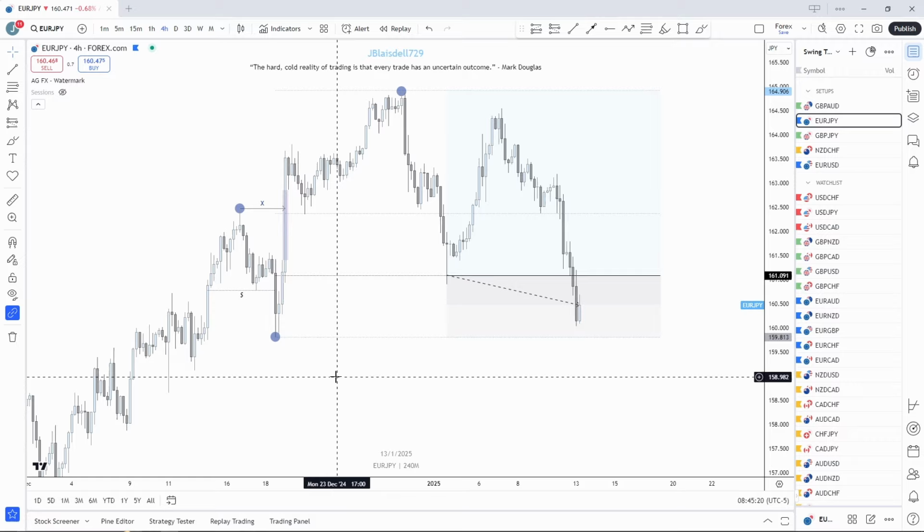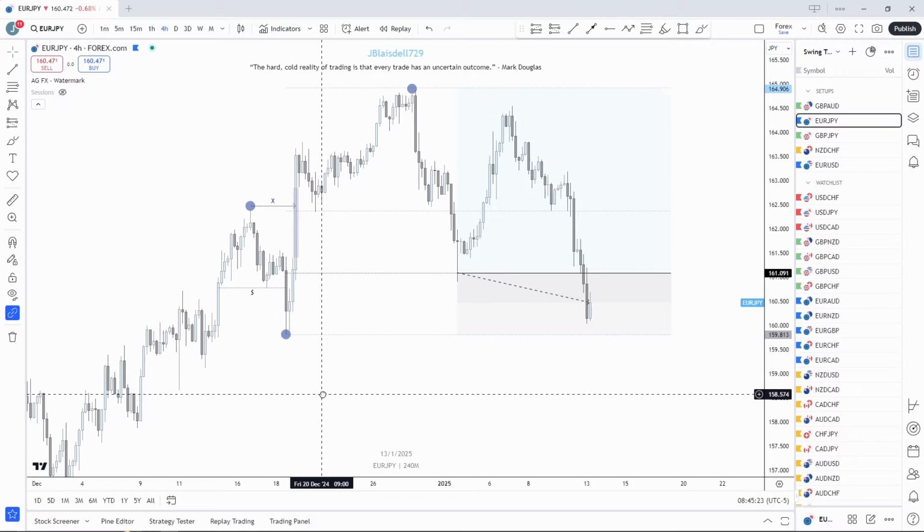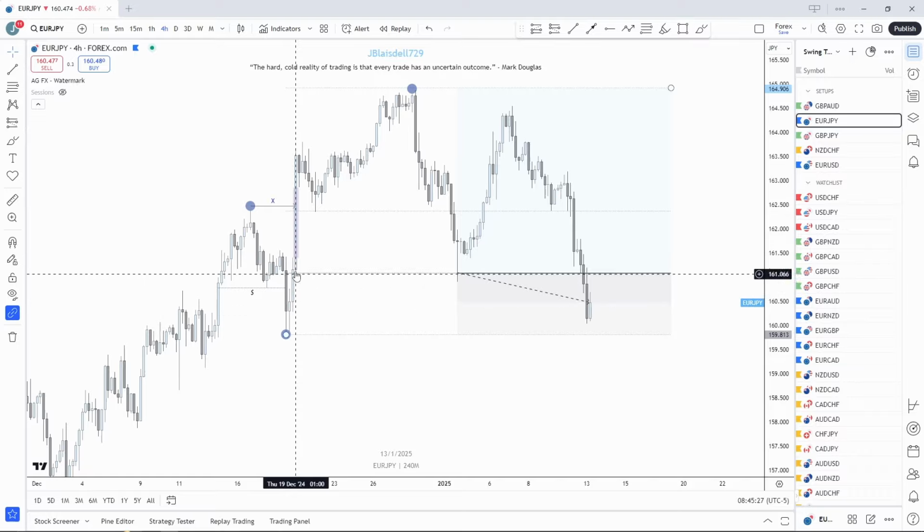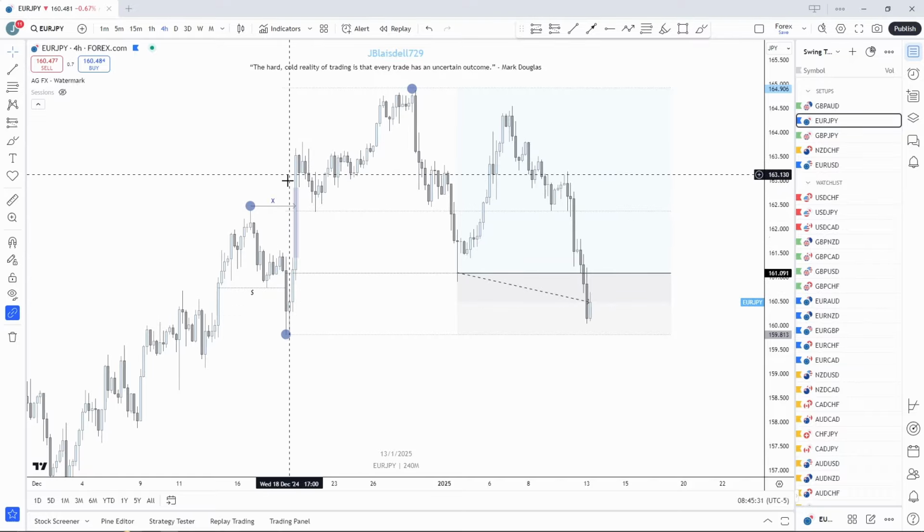Similar to the Pound AUD trade that we looked at, the first thing I look for is that break of structure in price action here, and we can see it is very, very aggressive with a very clear fair value gap here.